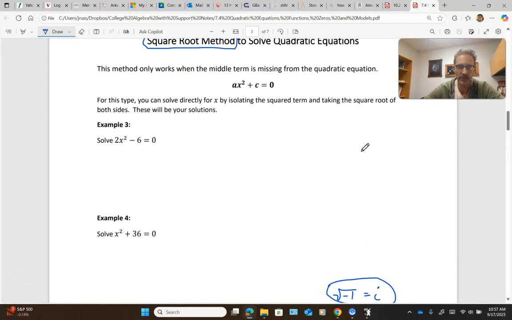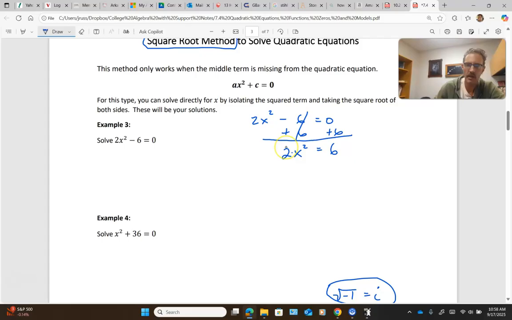Alright, so let's look at example 3. So here we have this quadratic equation. And you can see that it's missing the middle x term, so we can solve it for x. The way we do that is we isolate the term that has x squared in it. So I start by adding 6 to both sides of this equation. So I get 2x squared is equal to 6. And I continue trying to isolate the x squared. It's multiplied by 2, so I will divide both sides by 2. And that'll give me x squared is equal to 3.